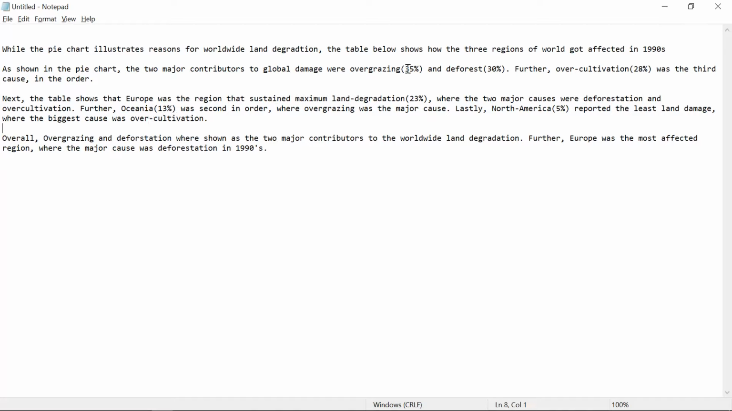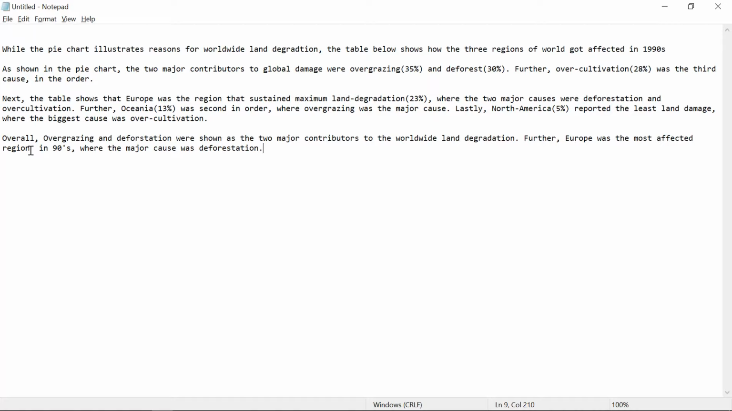Overall, overgrazing and deforestation were shown. It should not be where, it should be were shown as the two major contributors to the worldwide land degradation. Further, Europe was the most affected region, where the major cause was deforestation in 1990s. I can put this a little earlier. In 1990s, Europe was the most affected region. We usually call it the 90s, where the major cause was deforestation. Now it looks good, and I can go to the next question.